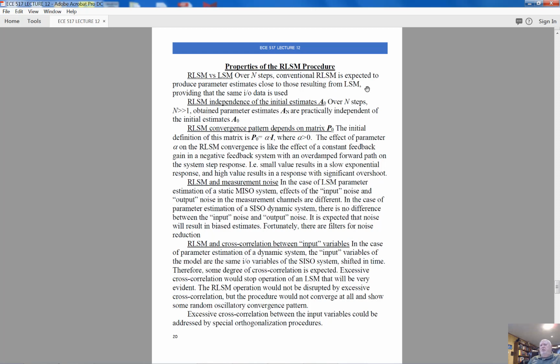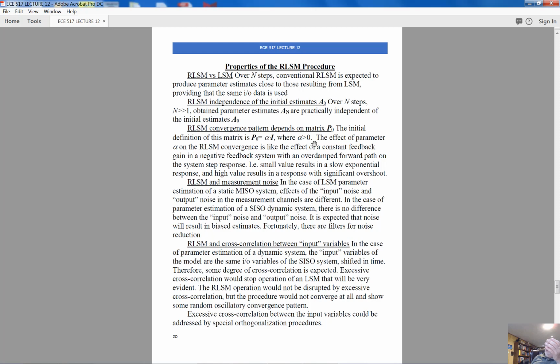The next I want to talk to you about the RLSM convergence pattern that depends on matrix P0. Matrix P0, as I said earlier, is defined as a constant alpha times unit matrix, where alpha is positive. And you know what? The effect of this alpha could be compared with the effect of the constant gain in a simple control system. Let's say a second order plant with a negative feedback has gain equal to alpha. So what will happen in a system like this? How will the step response look?